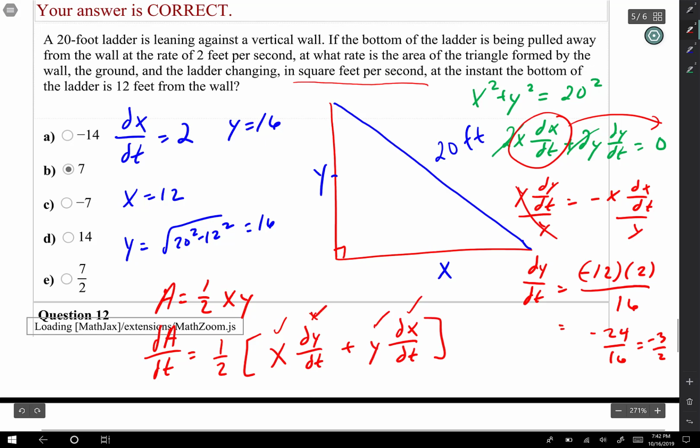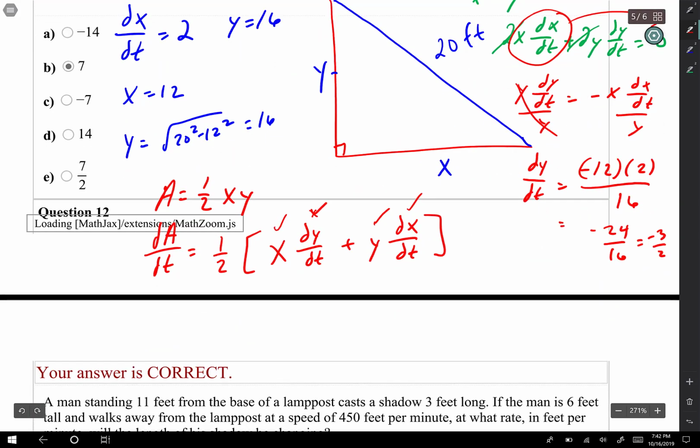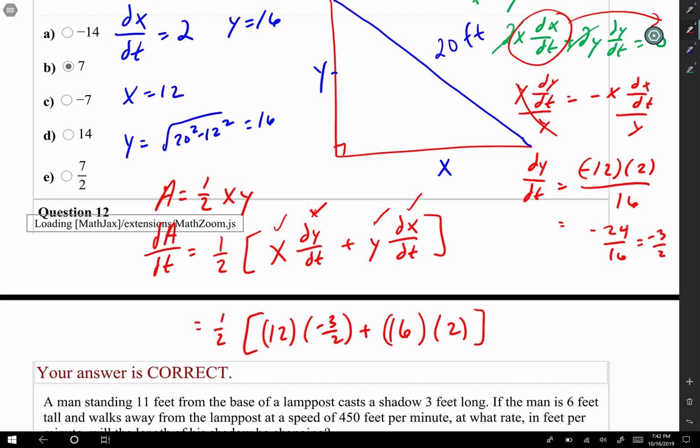So now I have dy/dt, and there we go. We can plug in everything. So 1/2, and I'm just going to leave it as is, and plug in 12 times my dy/dt, which is negative 3 over 2, plus my y, which was 16, times the dx/dt, which is 2. All right, here we go. So 12 times negative 3 halves plus 16 times 2, and I get 14, and I take half of that, and that is 7. So 7, and there it is.